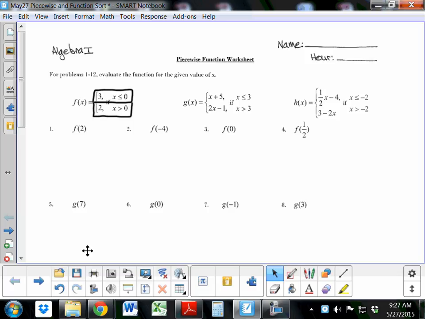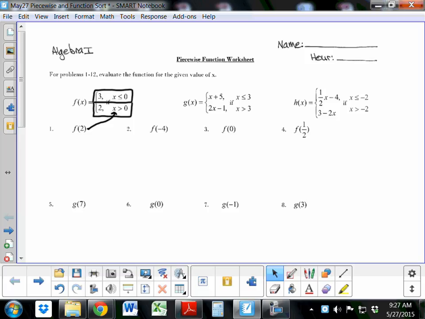Kristen? The bottom one? Why? Because 2 is bigger than 0. Yeah. So you're comparing this to, and she's saying you go with the bottom one because x is greater than 0. If 2 would have been smaller than 0, we would go with the top.